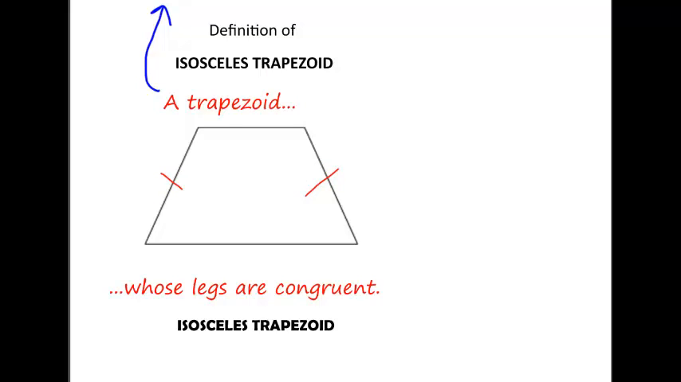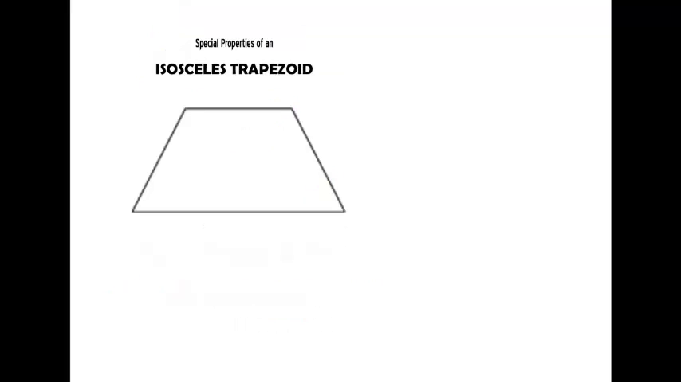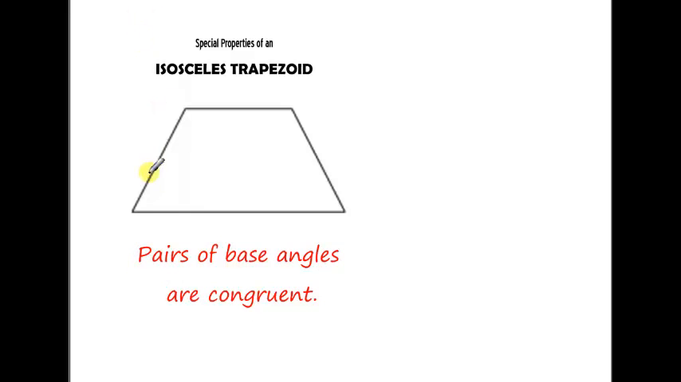If you'll open up your flap to the next side, we've got some special properties. Because those legs are congruent, the base angles are also congruent. This goes right back to our isosceles triangles. These angles here on the base, those are the base angles, and those are equal or congruent to each other. Now remember, we've got a second base right up here. This base has some congruent angles as well. Not congruent to the first set, but to each other.